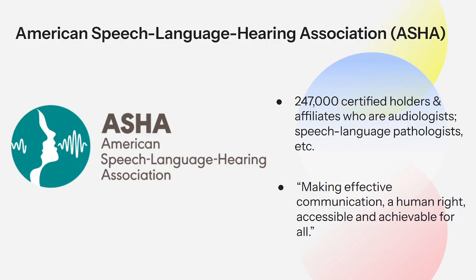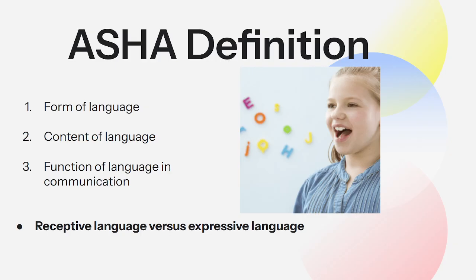The American Speech-Language-Hearing Association, or ASHA's, vision statement is making effective communication a human right, accessible and achievable for all. So ASHA defines a language disorder as the impairment or deviant development of comprehension and/or use of spoken, written, and/or other symbol systems. This includes the form of language such as phonology, morphology, and syntax, the content of language or semantics, and the function of language in communication such as pragmatics, and any combination. So in short, these language disorders occur when a person has trouble understanding others, which is receptive language, or when sharing thoughts, ideas, and feelings, which is expressive language.